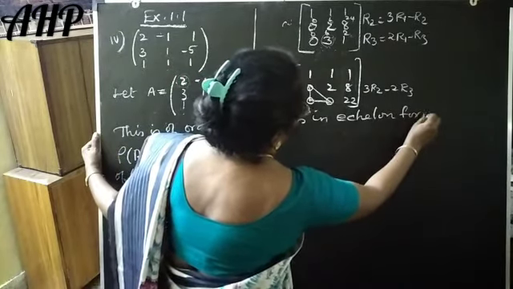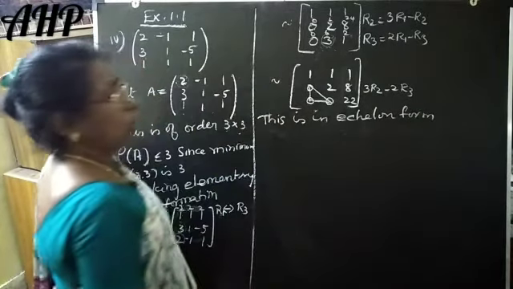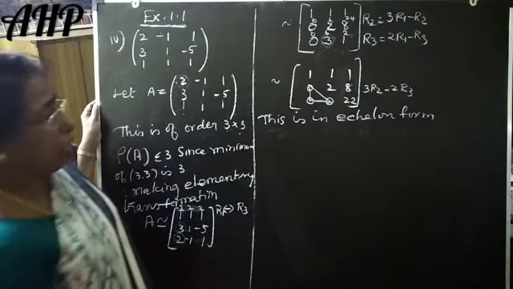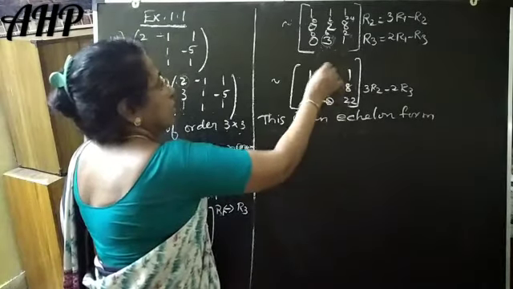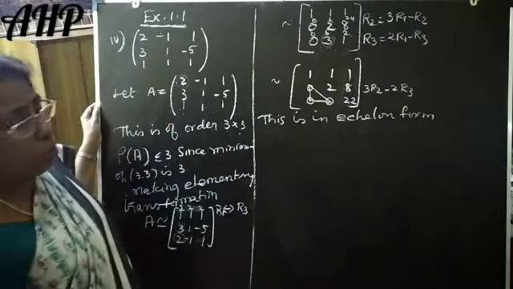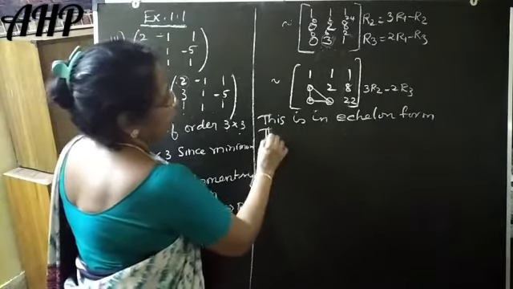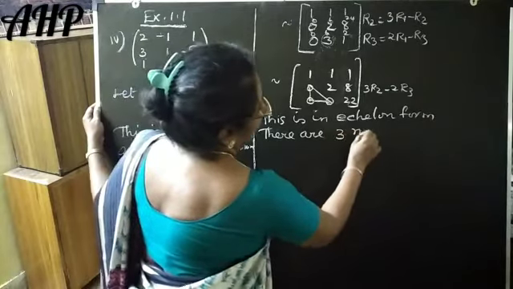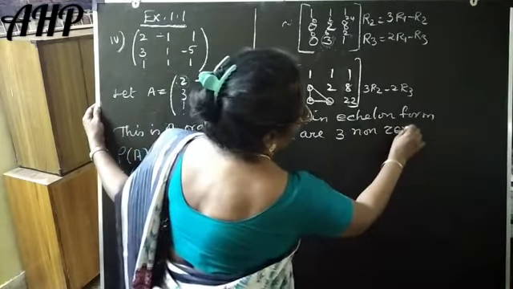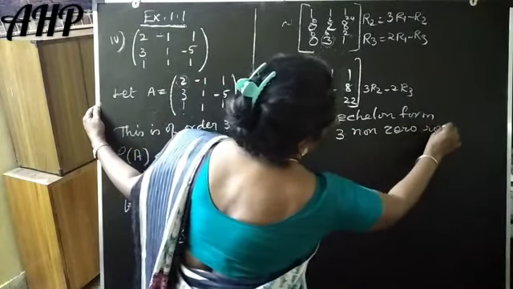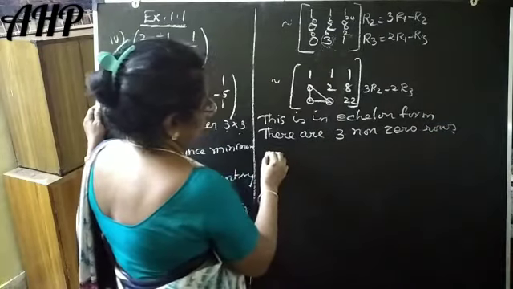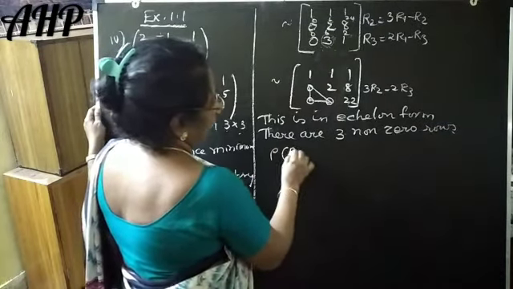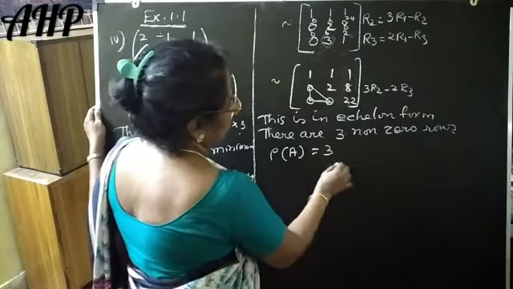If this is in echelon form, we have to check how many non-zero rows are there. See, every row has non-zero elements. So there are 3 non-zero rows. As there are 3 non-zero rows, rank of the given matrix A must be equal to 3.